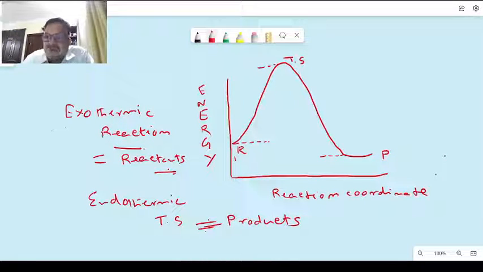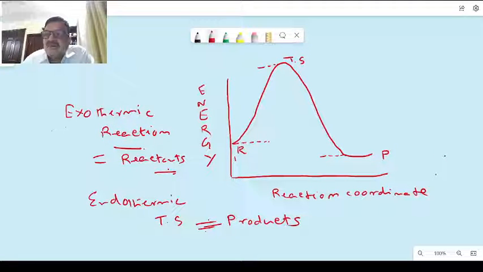Because now we are seeing that the transition state in an endothermic reaction resembles the energy of the products, and the transition state in an exothermic reaction resembles that of the reactants. So what will happen to the reaction rate when the energy of the product is lowered? Lowered energy means the products are becoming more and more stable. The stability of the product is what we are concerned with.